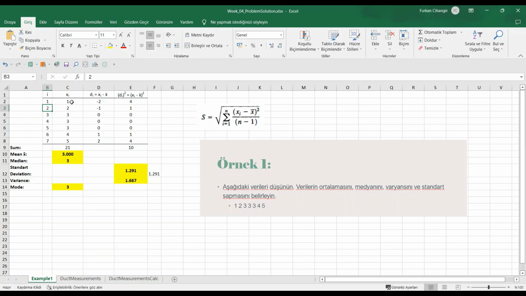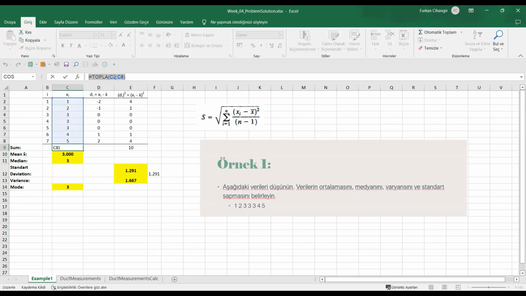So the first one was 1. The fourth measurement was 3, okay? I'm just going to write it down here like this. And I'm just going to take the sum here. I have a formula here like this, okay? It's in Turkish, but it works, okay?